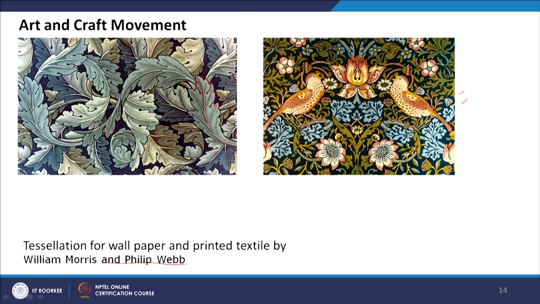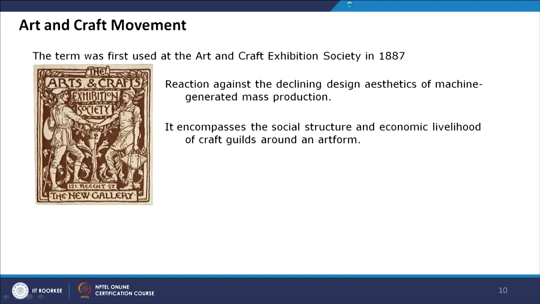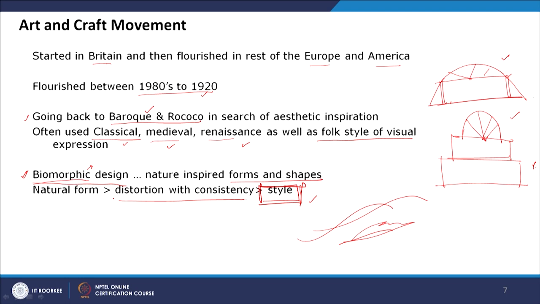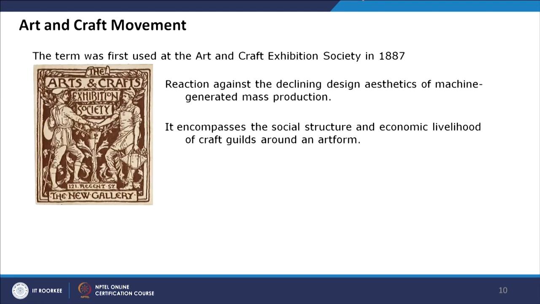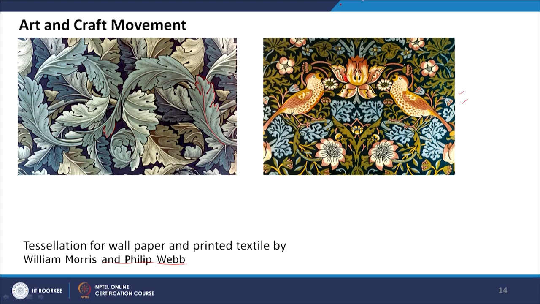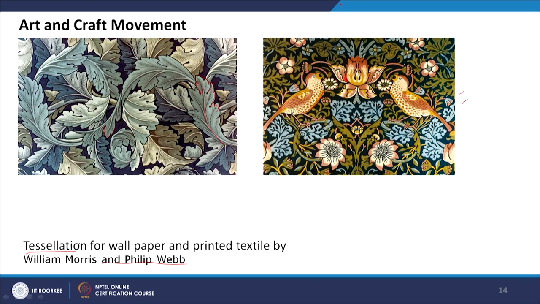So which we were discussing here, that biomorphic style from biomorphic inspiration, distortion with consistency, and that creates the style. So this is the style created for the Arts and Crafts movement, with the previous influence of Baroque, Rococo and other architecture and design styles. Now we use the term tessellation. What does tessellation mean?